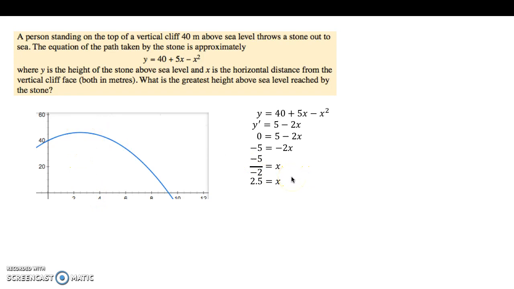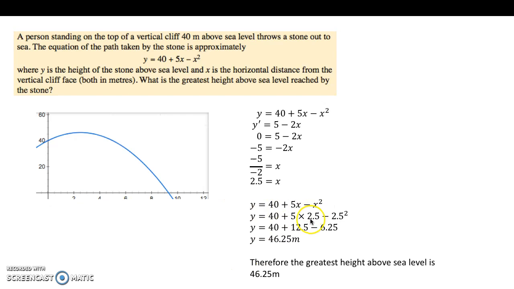Alright, so is that the answer to the question? No. We've only found an x value, so we've found the horizontal distance, but this particular question asks us for the vertical, so the height above sea level. So we know what x is. We can sub x back into our original equation, and that will tell us our y value, which in this case was the vertical height above sea level. Okay, so original equation, sub in 2.5, and in this case it's telling us that the greatest height above sea level is 46.25.